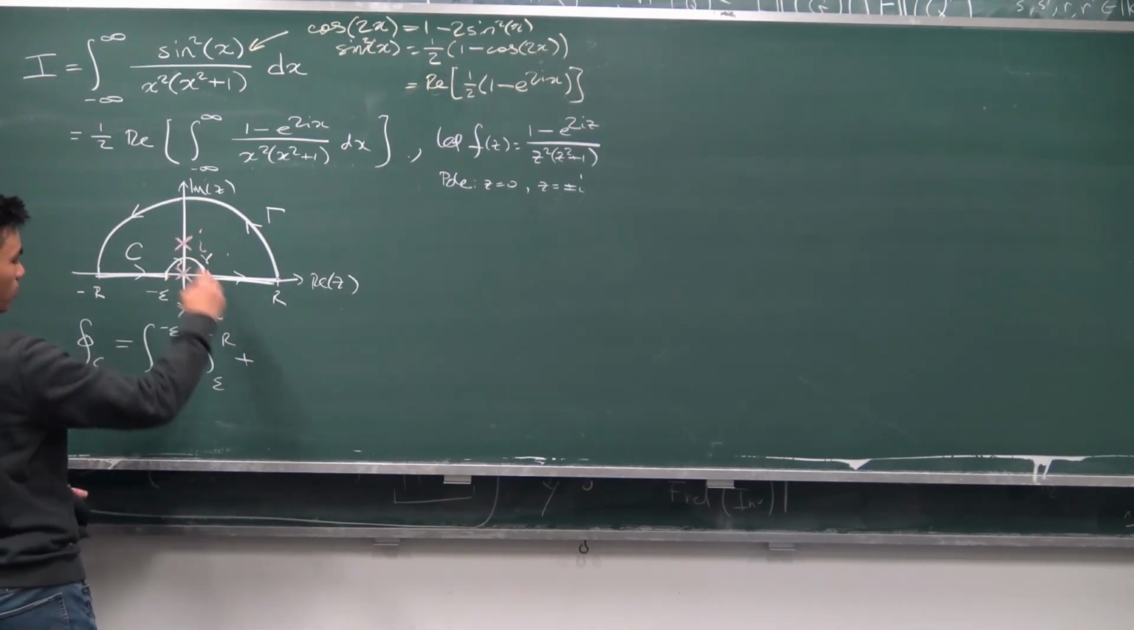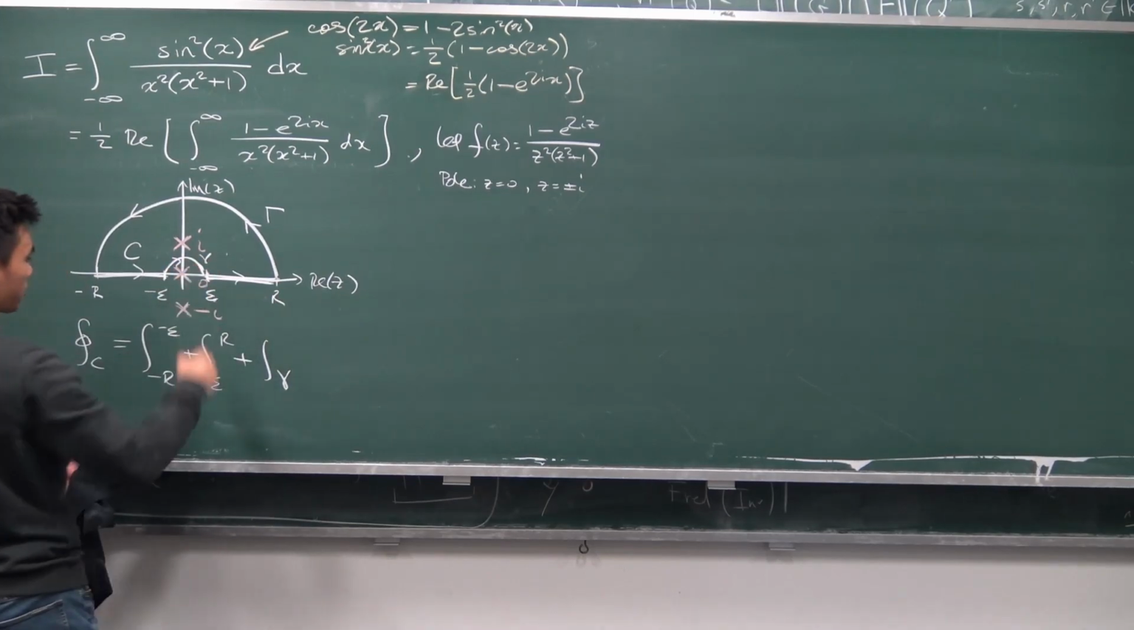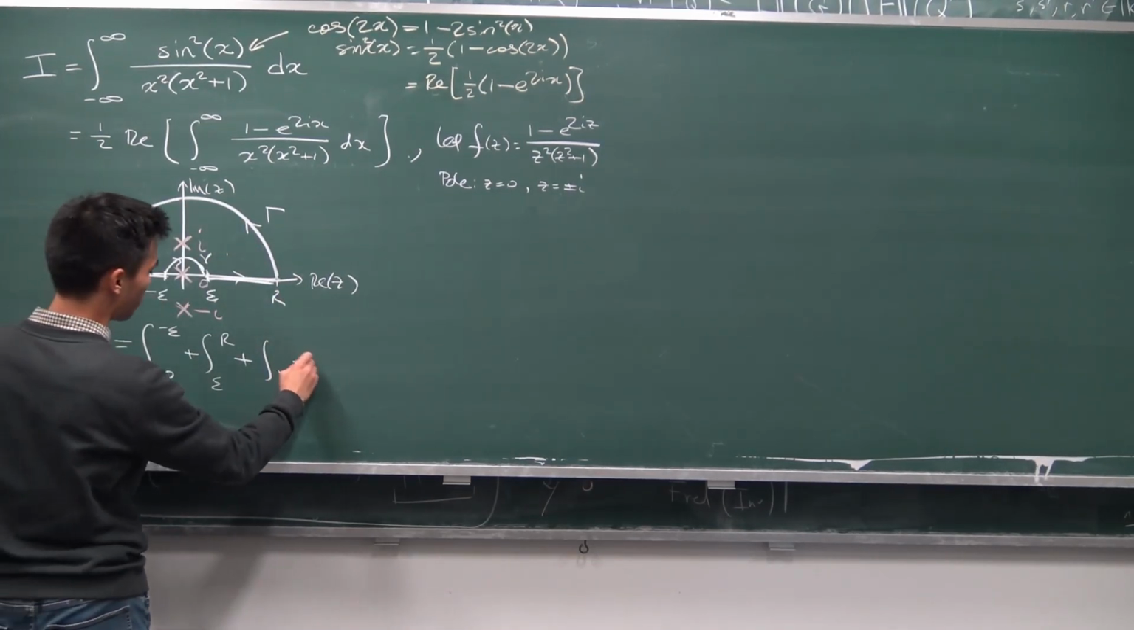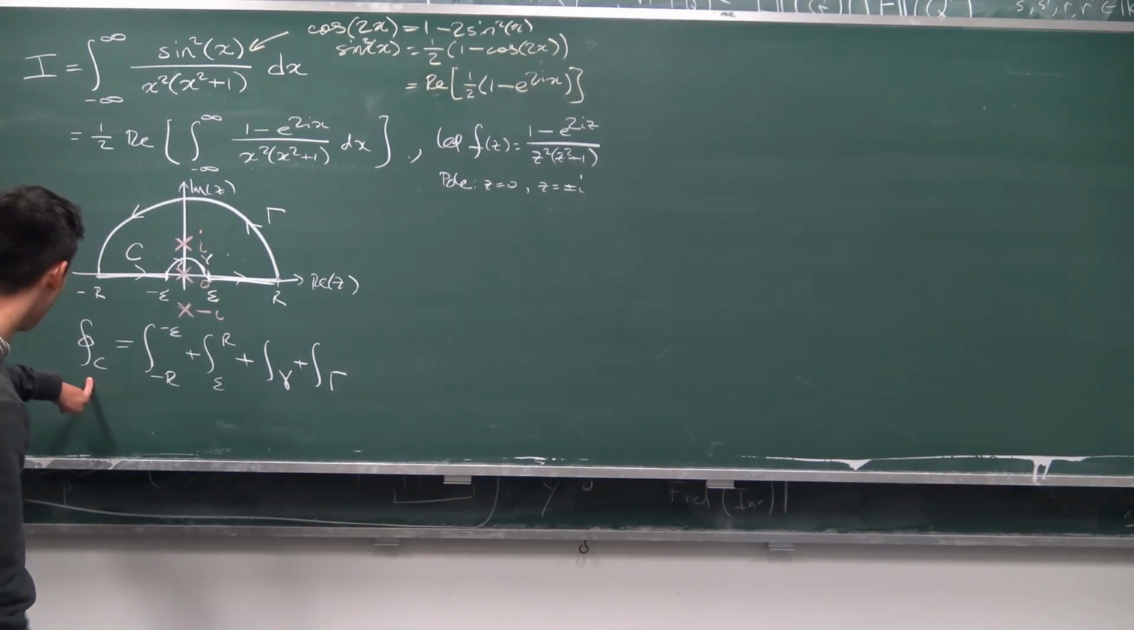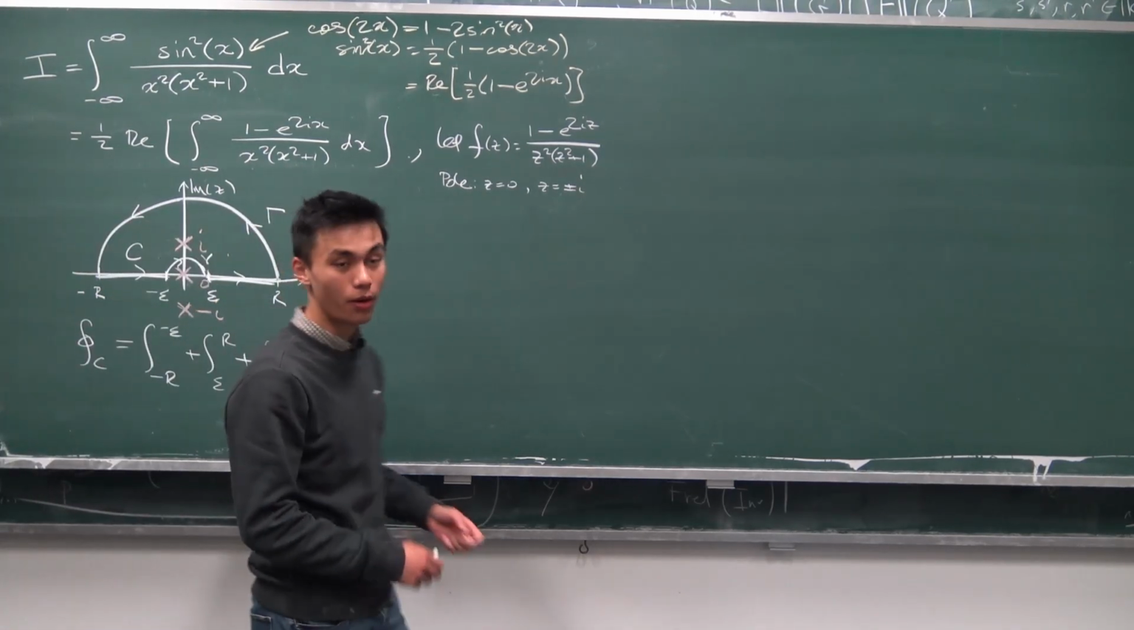Then we also have the integral over this little gamma path that goes around 0. And then finally the integral along the big gamma path like so. Now, first of all, let's take a look at this contour integral over C here. What exactly is this contour integral going to evaluate to?